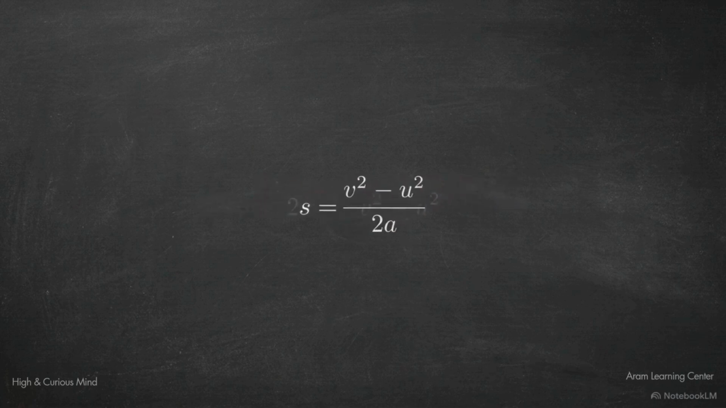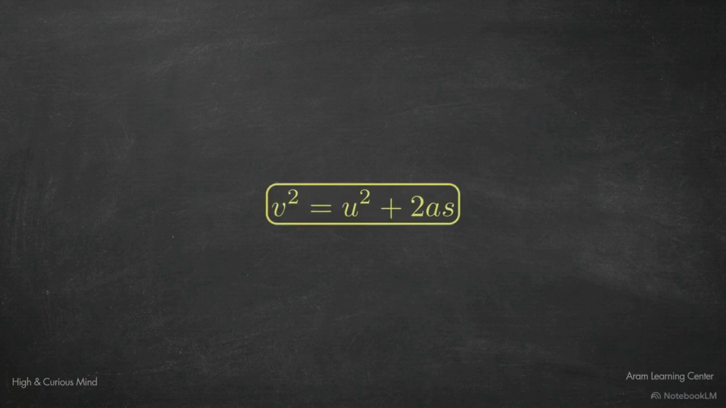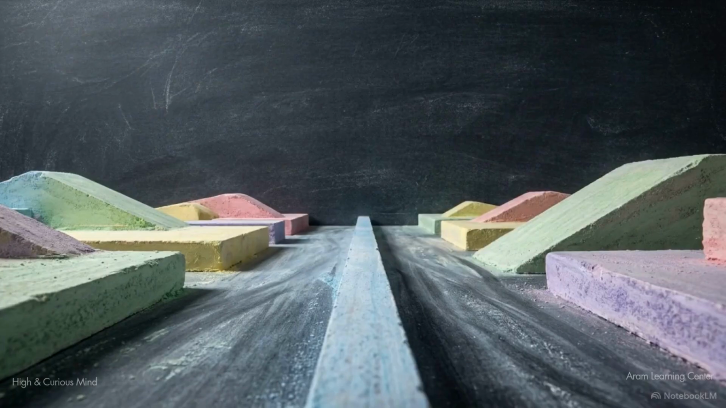This links the initial speed and distance traveled directly to the final velocity, resulting in the third equation, v squared equals u squared plus 2as. The third equation is the necessary tool for calculating motion when the duration of the trip is unknown.